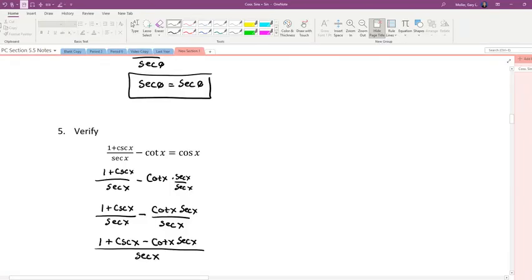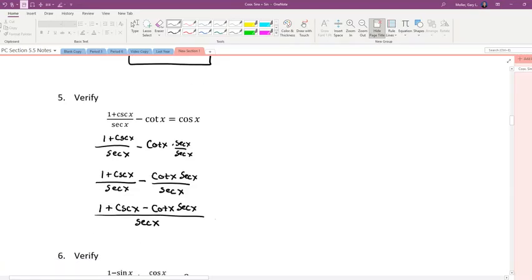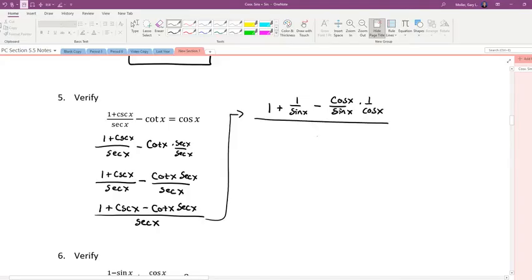Well, I think I've avoided it as long as I can. Looks like we're going to go to sine and cosine. How much room did I give myself? Not enough. All right, so let's move up here. So 1 plus cosecant is 1 over sine of x minus cotangent is cosine x over sine of x. Secant is 1 over cosine of x over secant. I'm going to go ahead and make that 1 over cosine of x.